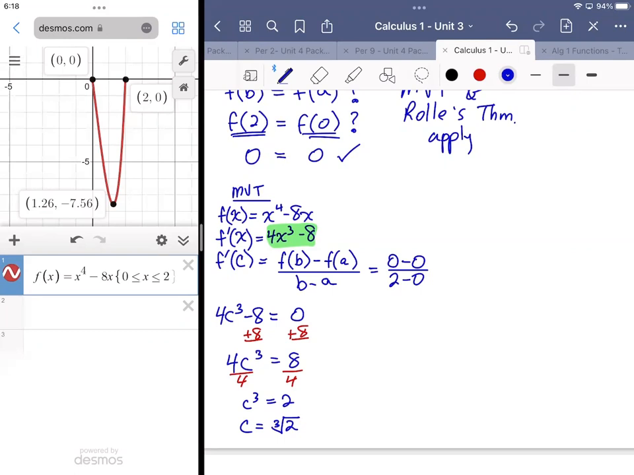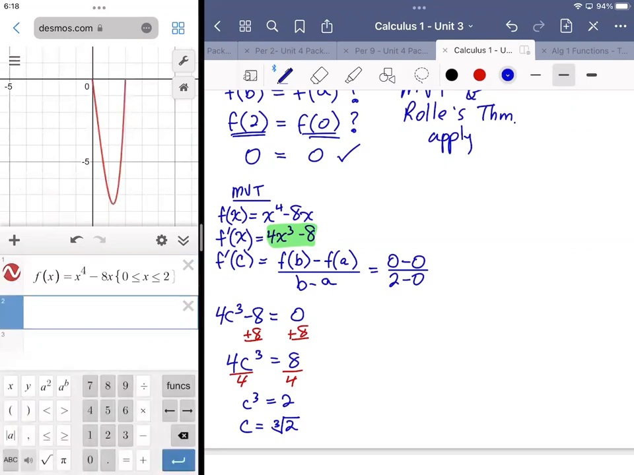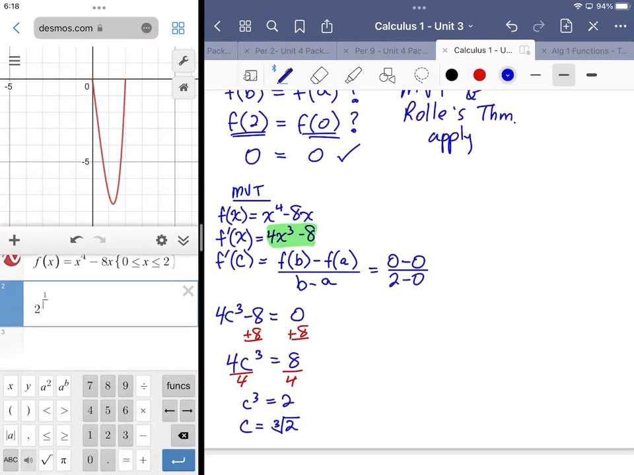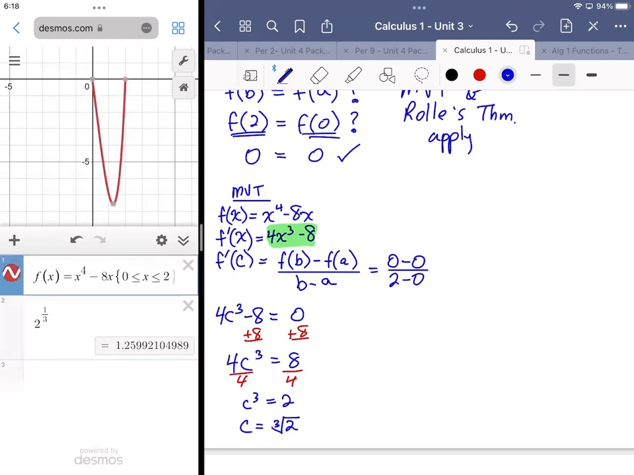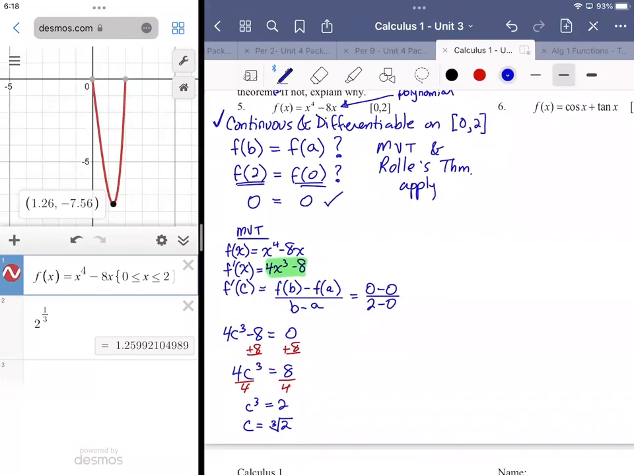Now, that's almost certainly not an exact value. So what I would do is I pop in 2 to the 1/3 power, which is the same as saying the cube root of 2. 1.26, like the graph is telling us, is really 1.259921 blah blah blah. So we're better off leaving it as the cube root of 2, but that gives us a good sense of what the answer ought to be. So that's the mean value theorem.